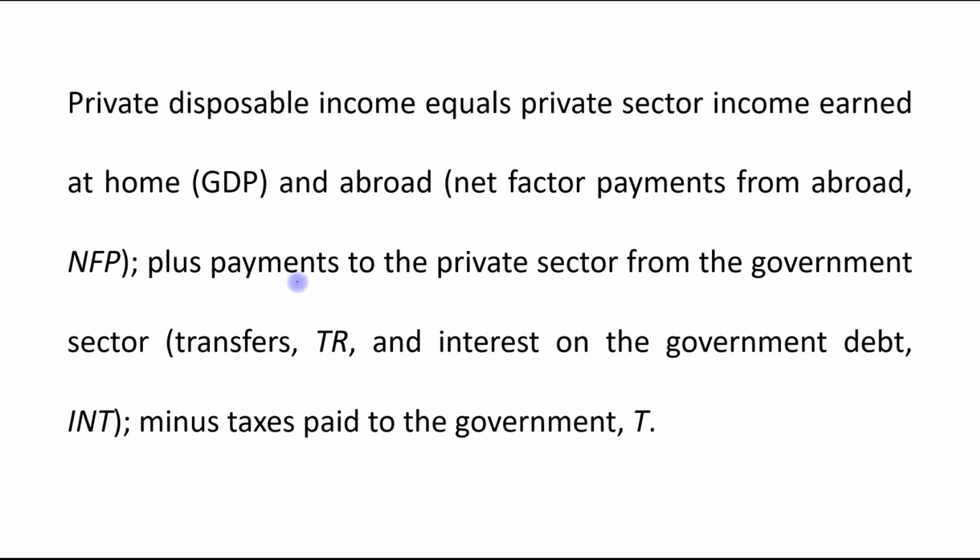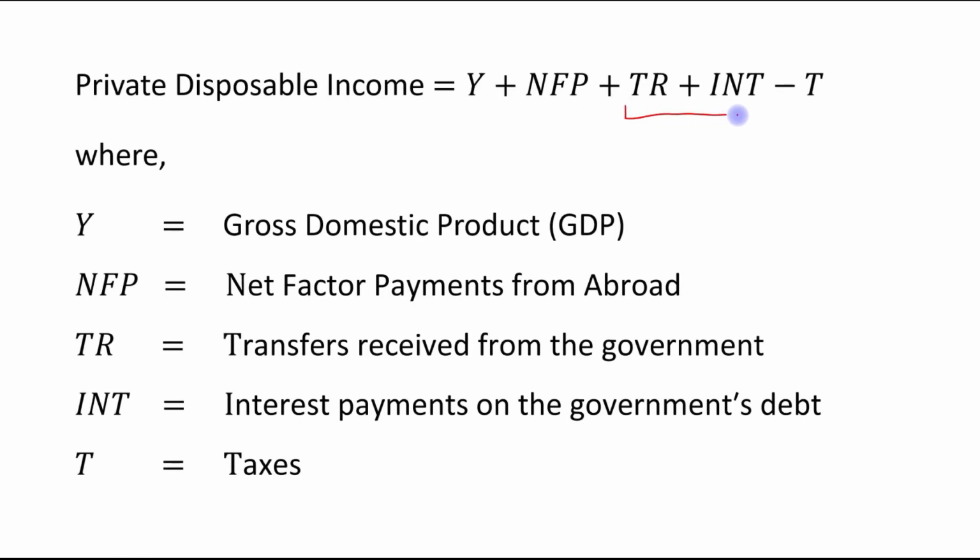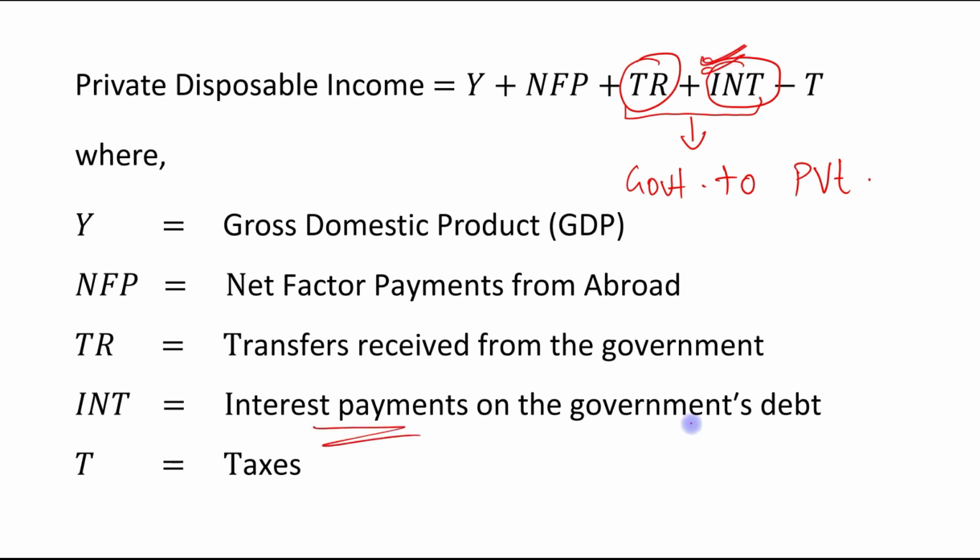Plus payments to the private sector from the government sector. So whatever payments the government sector has made to the private sector, what all will be included in it? Transfers and interest on the government debt. So these two components comprise the payments made by the government sector to the private sector. These are the transfer payments, and this is the interest on the government debt, that if the government has taken any borrowings from the private sector, then the interest paid by the government sector to the private sector. So this INT denotes interest payments on the government's debt.